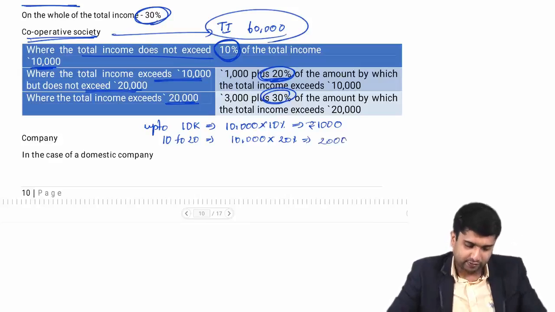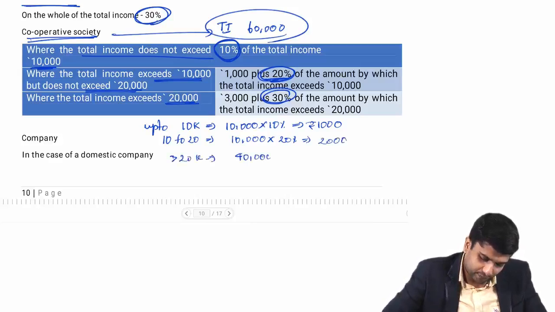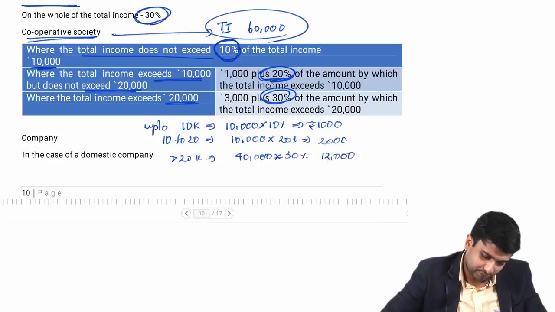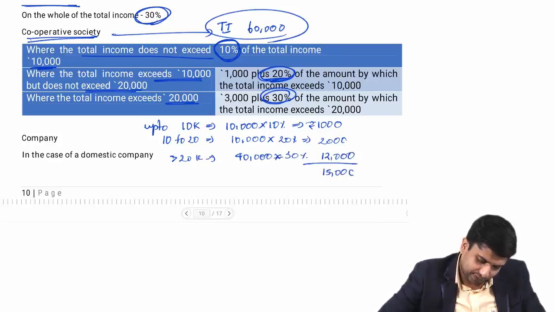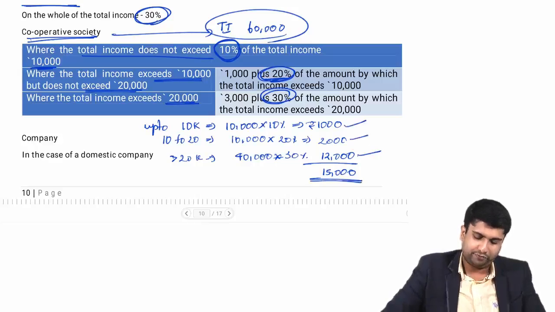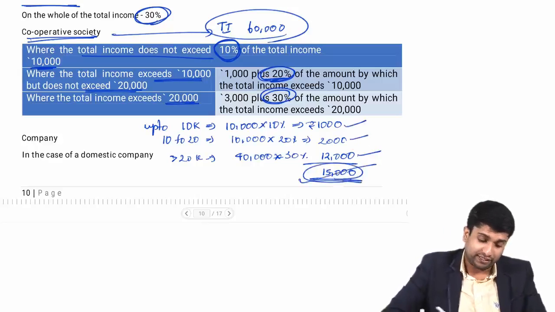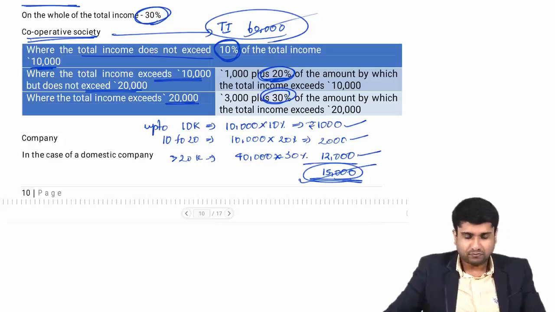Above 20K, how much income do I have? Above 20K, my income is around 40,000, right? And what is the rate? 30%. And the tax will be 12,000. So what is my total tax payable? It is 15,000 rupees. 12,000 plus 2,000 plus 1,000, 15,000 rupees will be the total tax payable by me if I am a cooperative society and my income is 60,000 rupees. Hope it is clear.